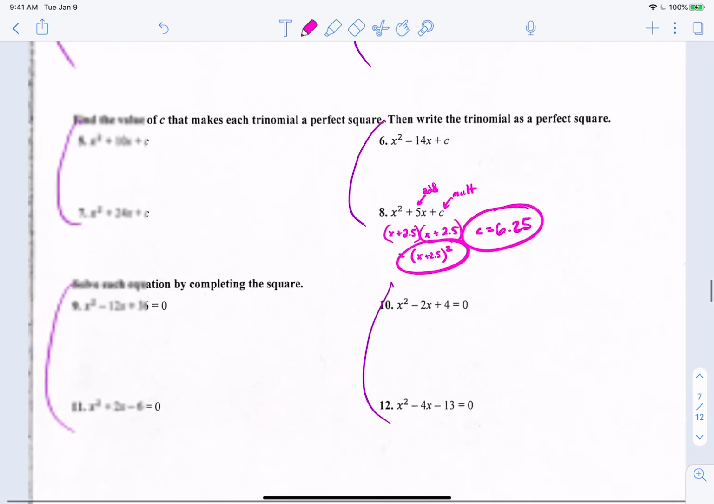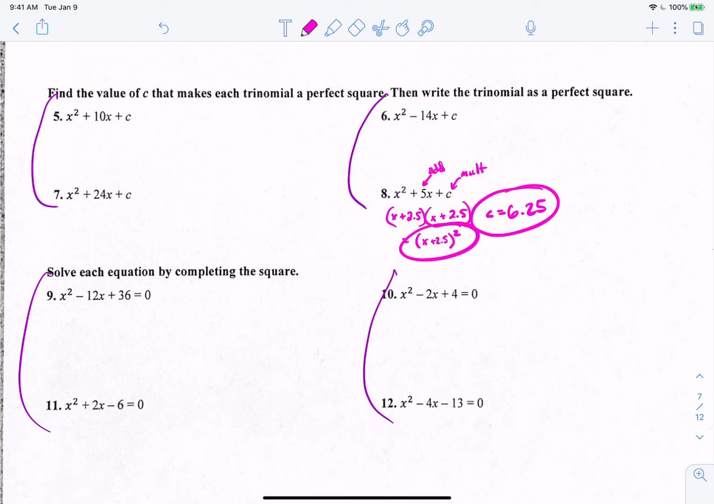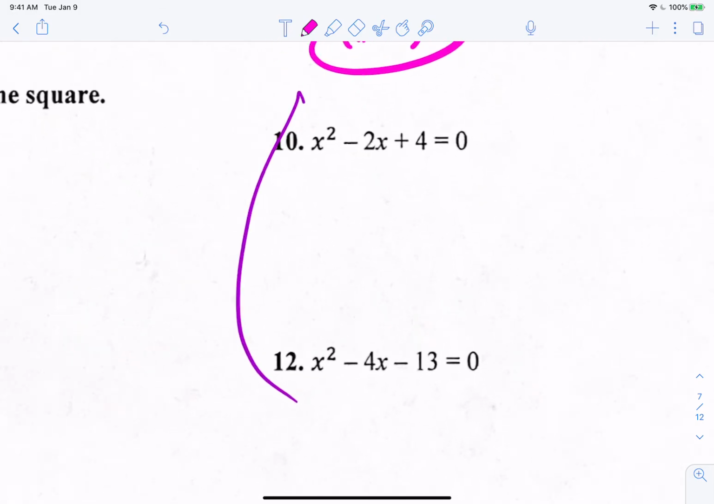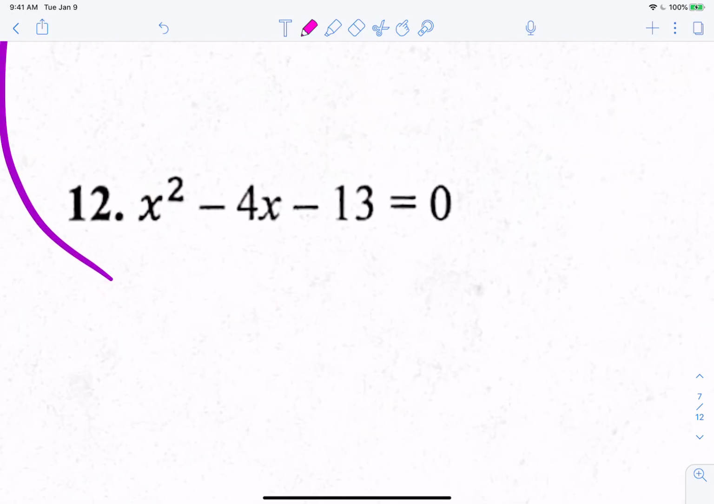Should we do one of the bottom ones and then you'll be all set and ready to go? Can we do a confusing one? Yeah, like 12 will be a confusing one. 12 will be a yucky one. Okay, let's do 12. What do you do first?